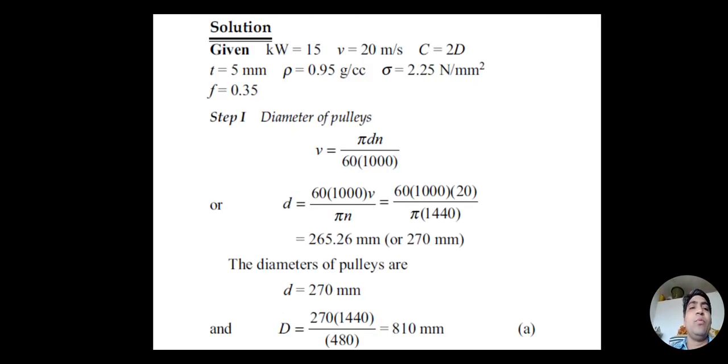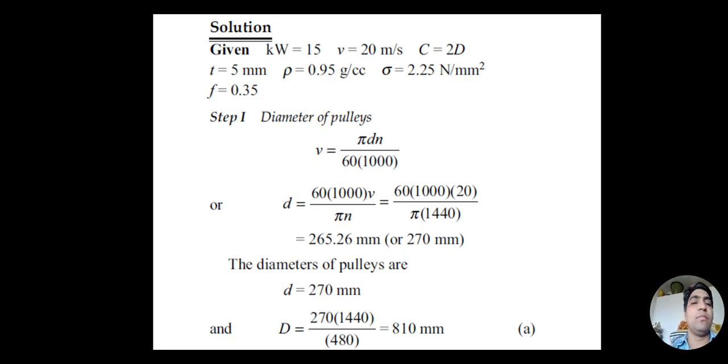Let's see what is given. Power is given 15 kilowatt. The velocity is given 20 meter per second. Capital C, center distance, is given 2 times the diameter of the big pulley. Thickness of the belt is given 5 mm. Density of the belt is given 0.95 gram per cc. Stress is given 2.25 Newton per mm square, and coefficient of friction is given 0.35.